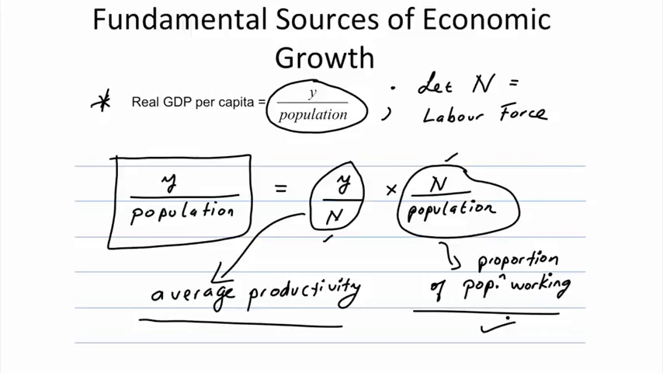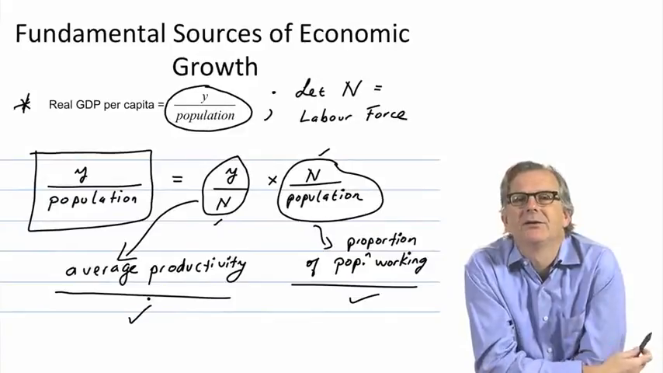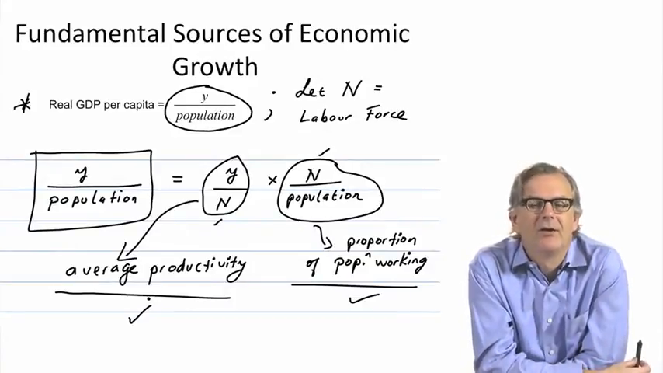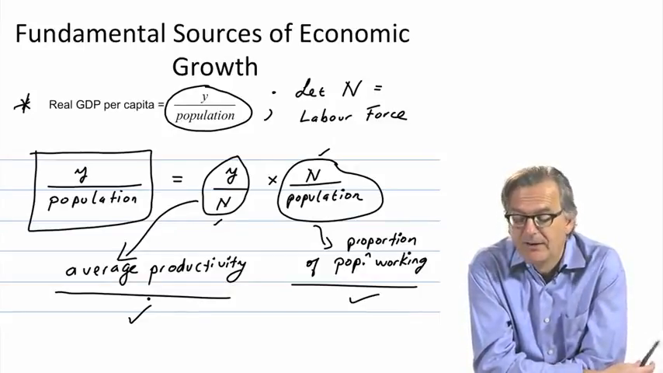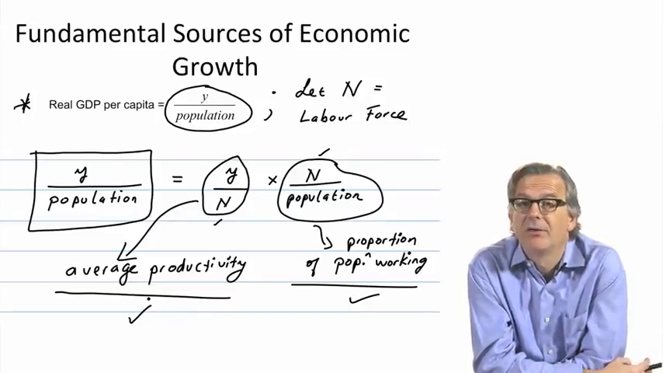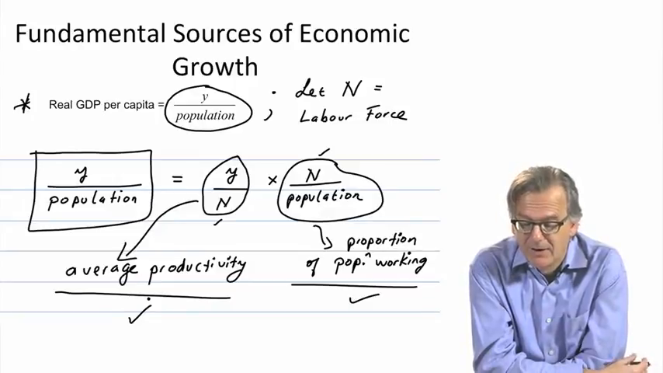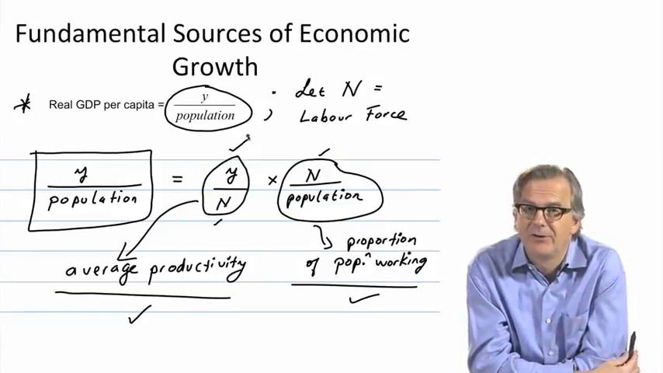So at a very, very basic level, average productivity is how well are your workers able to produce output, and the proportion of the population working is how many workers do you have available to produce output. And all of the explanations that macroeconomists look at to explain long-run economic growth, including the ones that we are going to be focusing on in our course, essentially focus on either one or other, and sometimes both, of those two fundamental factors. Most attention is directed to this one, average productivity.